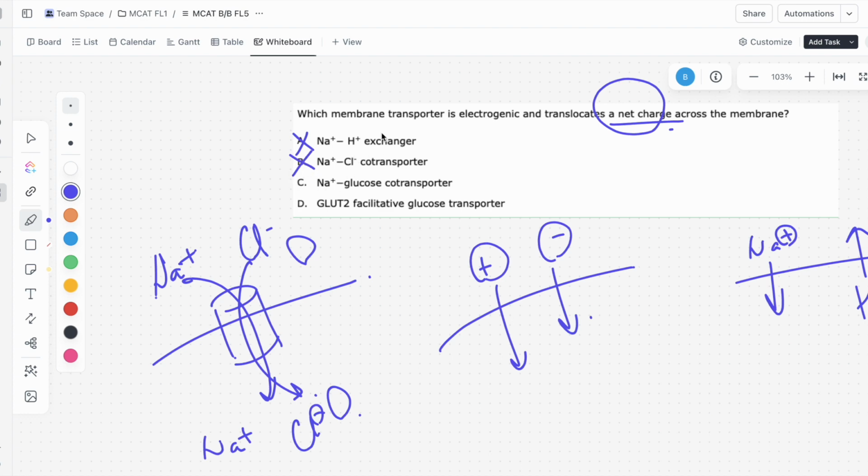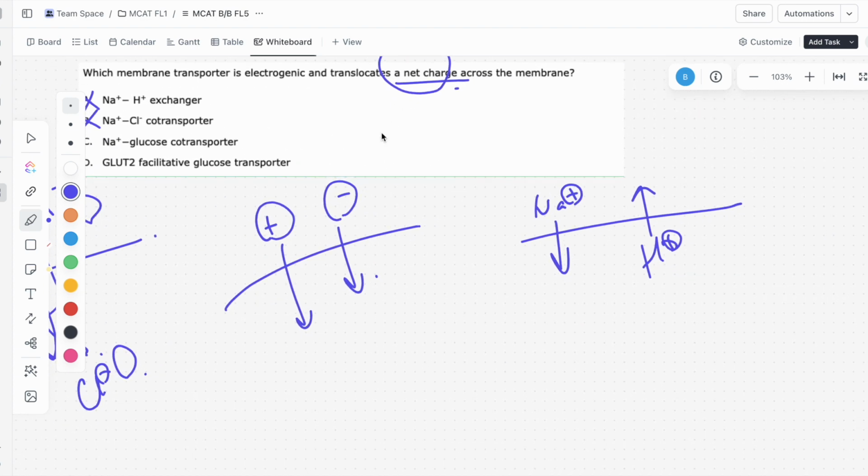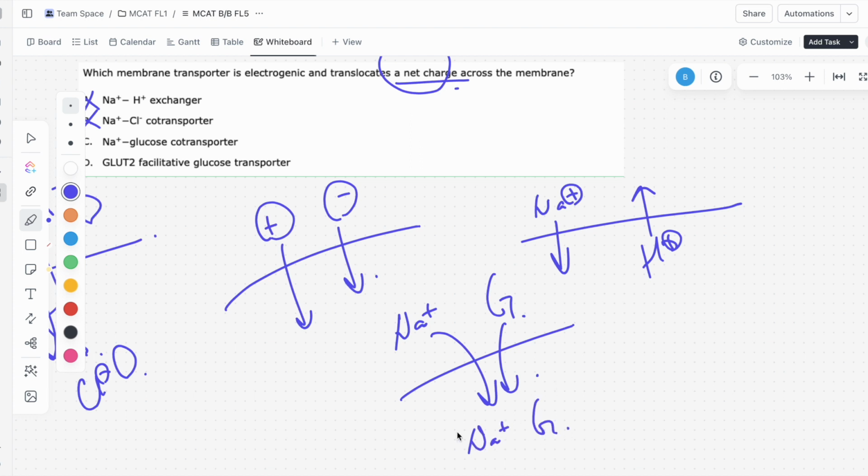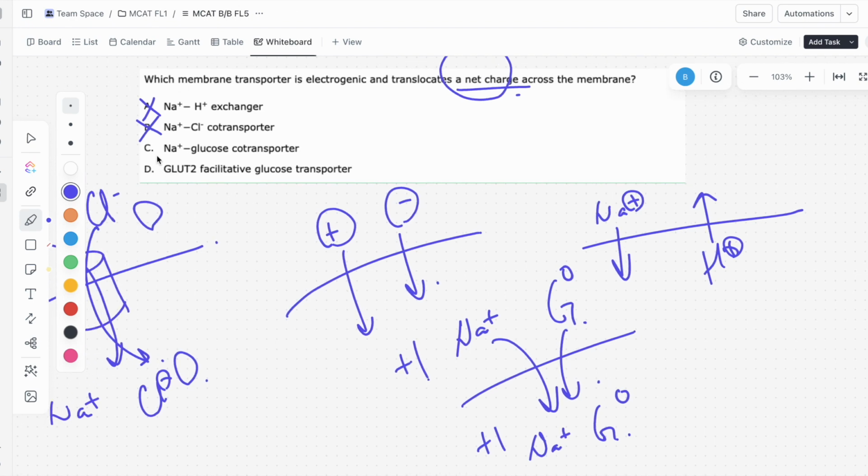Now C says Na plus and a glucose co-transporter. So then, let's see, we have our membrane, Na plus, and let's say we have our big molecule of glucose here. Well, if you bring in Na plus and also bring in glucose, you've just translocated one net positive charge. The glucose's overall charge is 0, but the Na plus has a positive 1 charge, right? So on the outside, it used to be +1, but now that you co-transported it, on the inside you have a net charge of +1. So that makes C the correct answer.